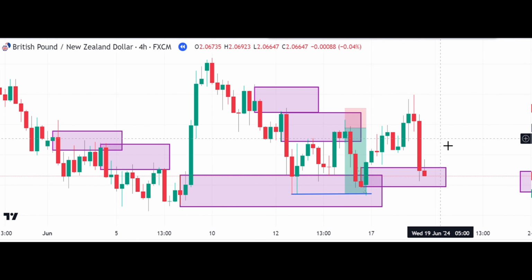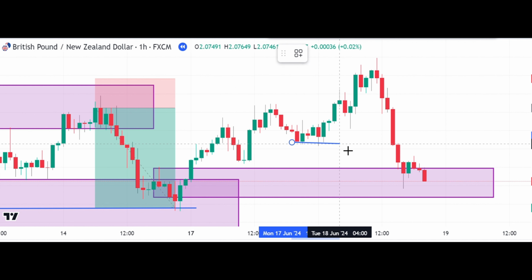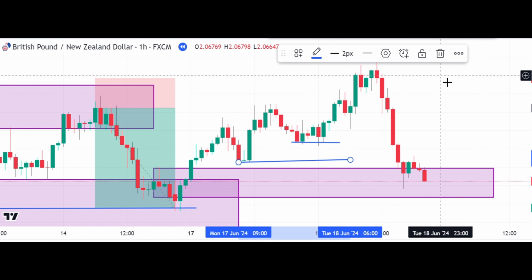So now you see this other block. If I go to the 1 hour, you will see a lot of inducements. Okay, so this is an inducement. This form of liquidity. This is another inducement, a form of liquidity. Now look how rapidly this trade came. Swept it up.